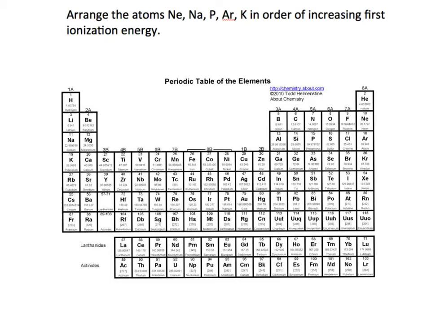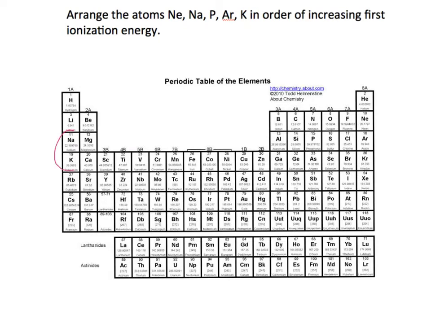Alright, practice problem 7.6 just says arrange the atoms of neon, sodium, phosphorus, argon, and potassium in order of increasing first ionization energy. Okay, so we're looking for increasing, so the ones with the highest ionization energy are going to be the least likely to want to give up an electron. Okay, so let's look at what we have here.